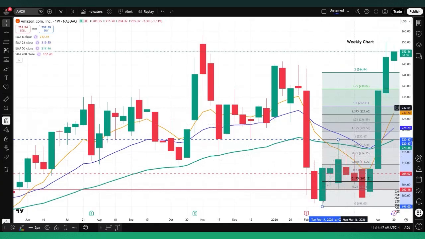In this particular example, the 175 and the 200 extension of this move are my targets, and they both fall within the move that's being reversed. Okay.